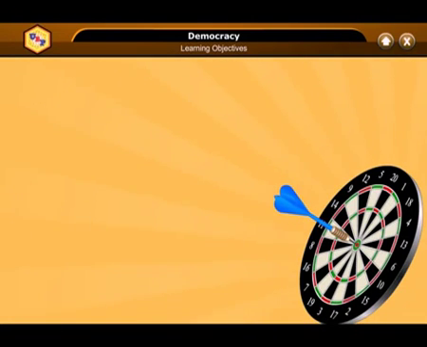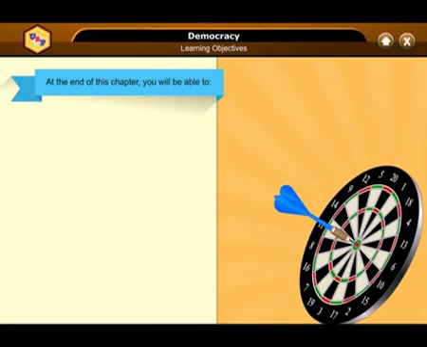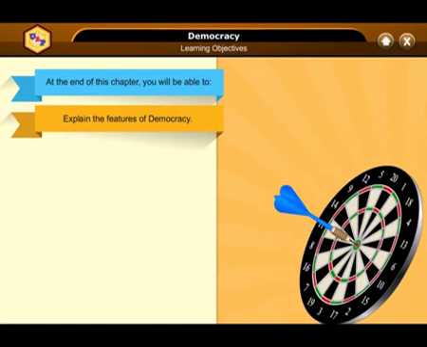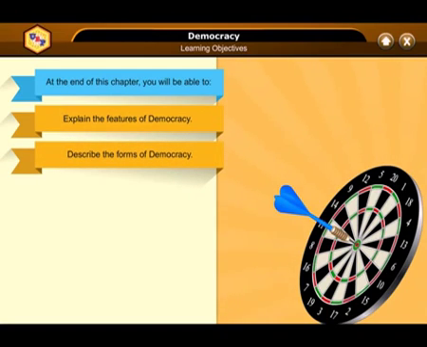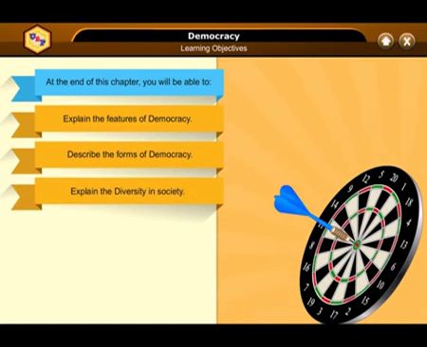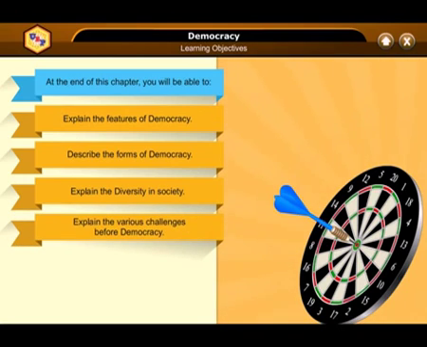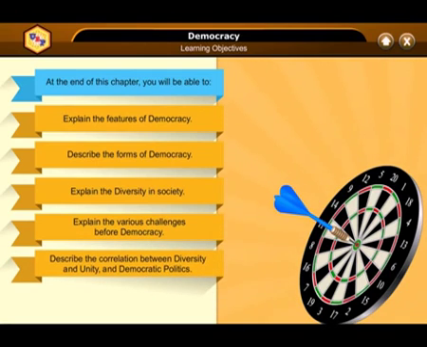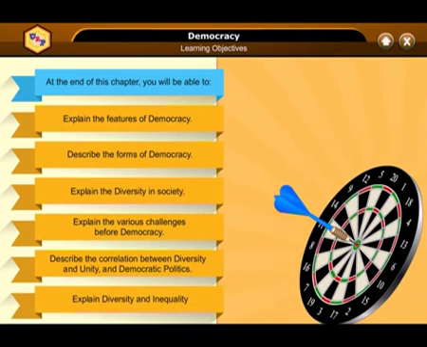Learning objective. At the end of this chapter, you will be able to explain the features of democracy, describe the forms of democracy, explain the diversity in society, explain the various challenges before democracy, describe the correlation between diversity and unity and democratic politics, and explain diversity and inequality.